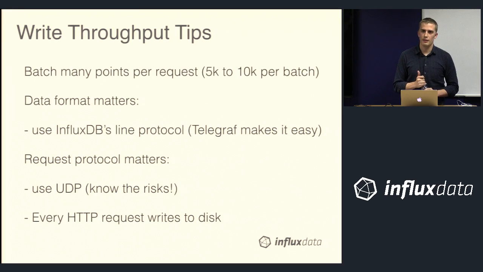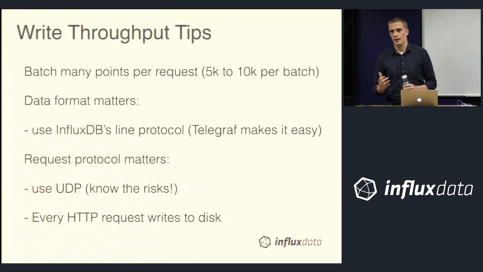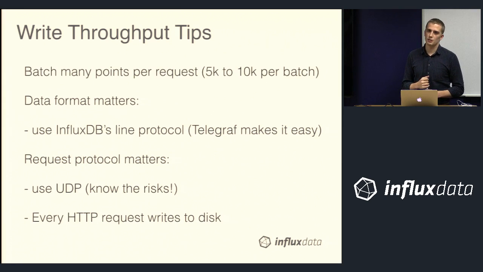So it's not a problem if you're using UDP. Obviously, there are other trade-offs there. You could drop points. And there's also a small window when you're using UDP where it will fsync only once per second or once it gets 5,000 points, whichever is first. And that's configurable in the UDP configuration.